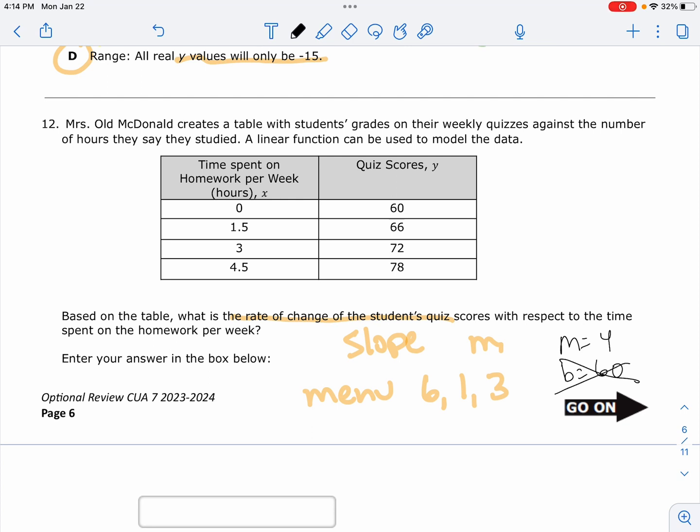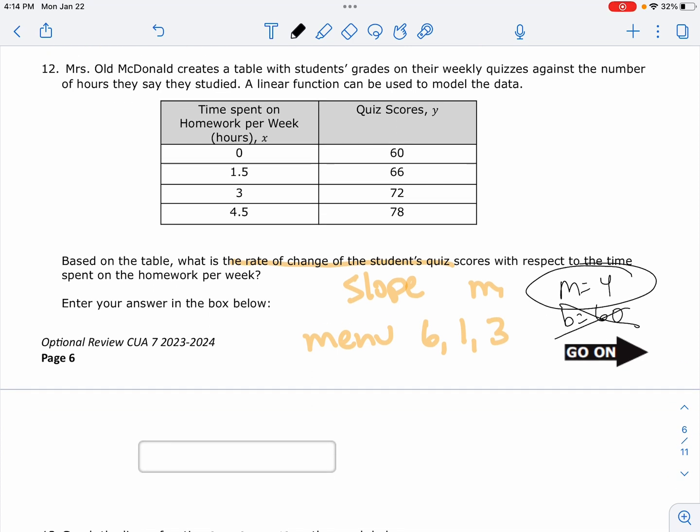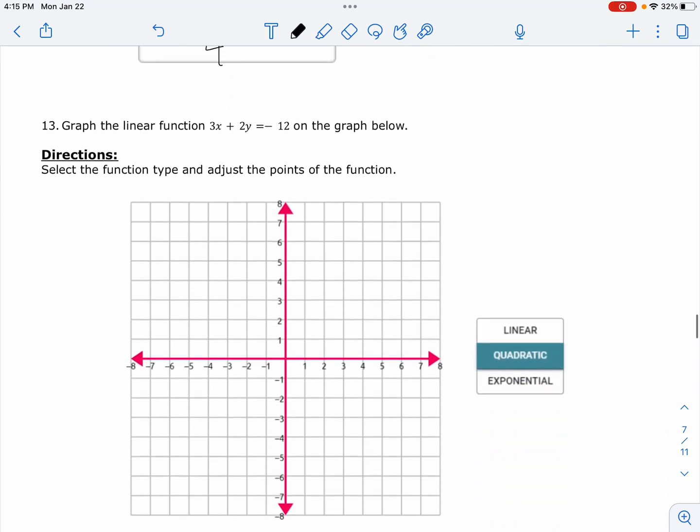I don't care about the B. All they ask for is what is my slope. So the answer, based on the table, is the rate of change is going to be 4. And that's all you put. Don't put M equals 4, just put 4. Okay.